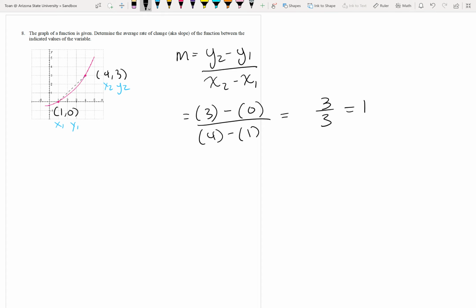Right? Easy peasy. Or, and this is the way I would have done it, since they give you a graph, just count, right? Slope is rise over run. So from this point to this point, how far up or down do you have to go? Clearly, you go up 3, and what's your run? My run is a positive 3. So rise over run, 3 over 3, that's 1. Right? So either way, the slope was 1.